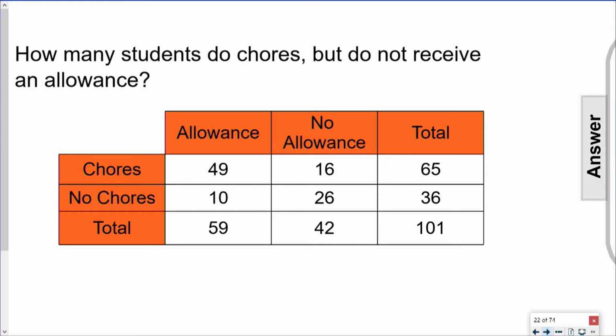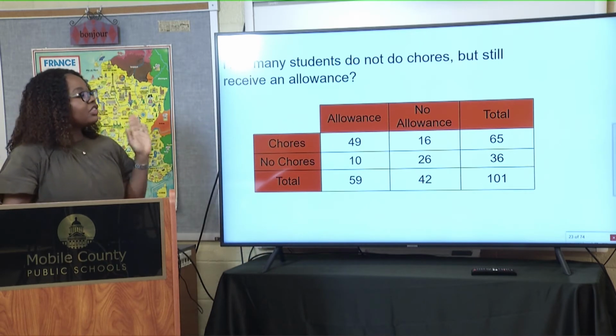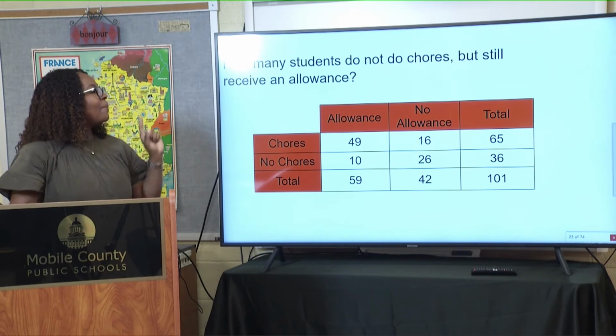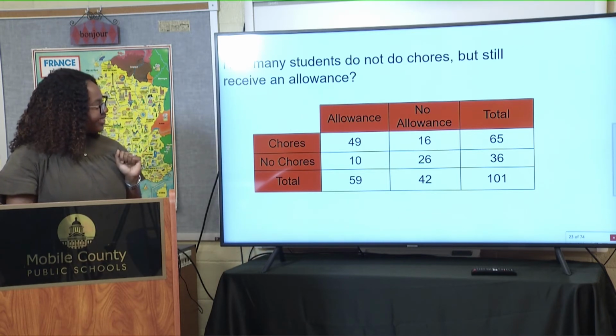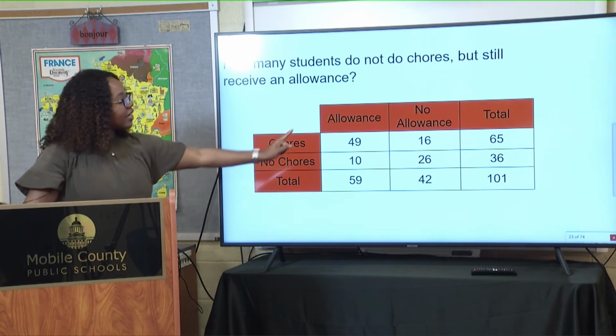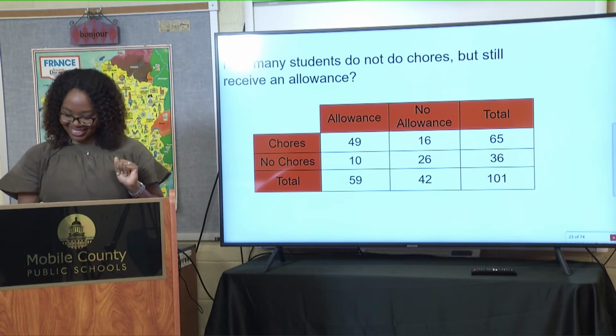How many students do chores but do not receive an allowance? So we have the number of students that do chores but do not receive an allowance. That would be 16 students. Awesome job. How many students do not do chores but still receive an allowance? So here we have no chores, receiving an allowance. At that intersection will be 10 students.